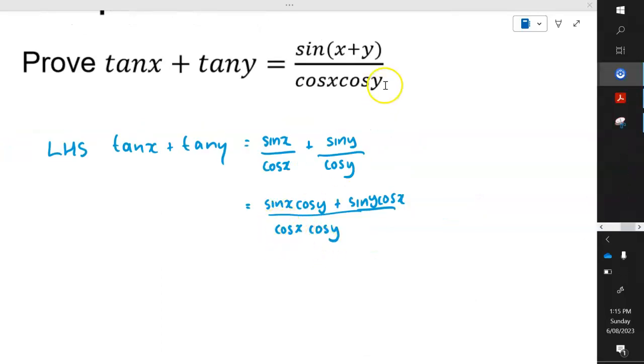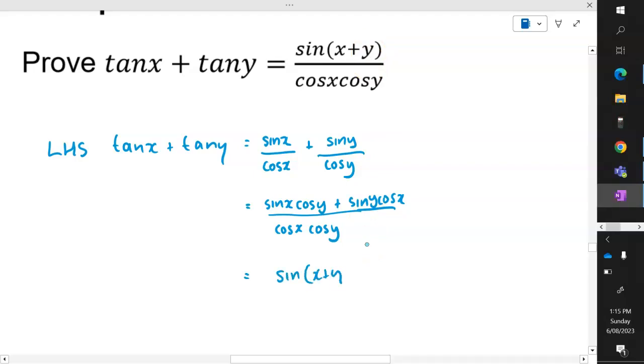Our bottom line is where it needs to be. Now, let's go and check what our sine of x plus y is. If you go and check back onto your formula sheet, this rule here is this one here. So it's just in the reverse order. So we now have sine of x plus y over cos of x, cos of y, which is the right-hand side.